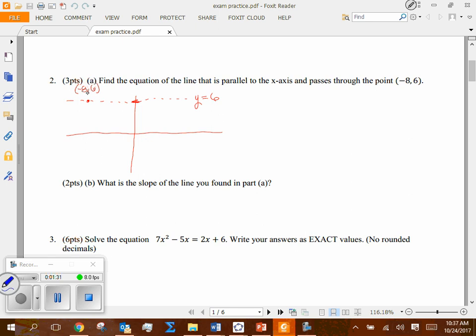If I wanted a vertical line, so maybe I wanted that line, the phrasing would be parallel to the y-axis. That line would be x equals -8. When I'm answering part B here, it says the slope of the line found in part A. Well, if this is the line they wanted, slope here is 0 for the line y equals 6, but if they did it over in this form, the slope here would be undefined. Okay, vertical slopes are undefined.